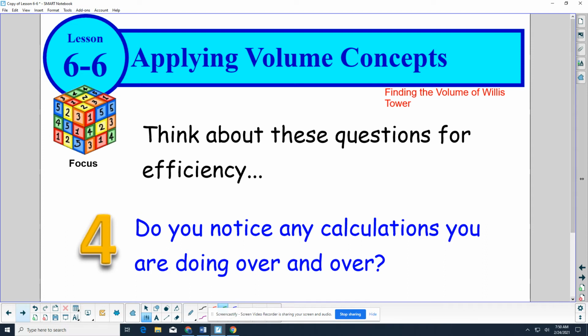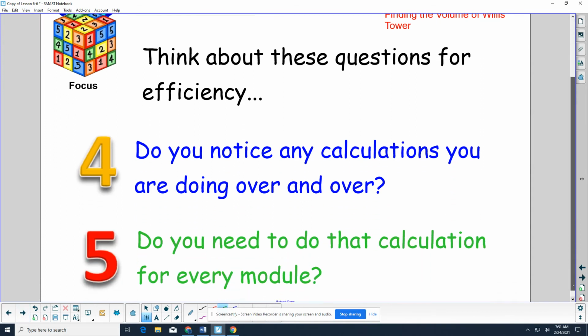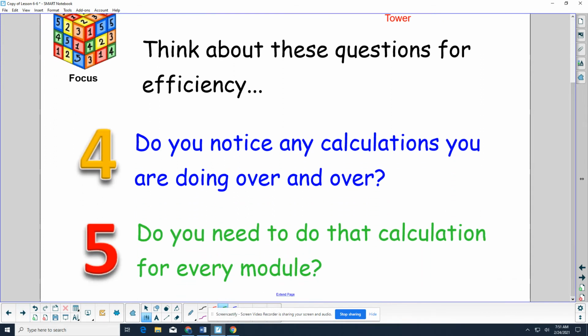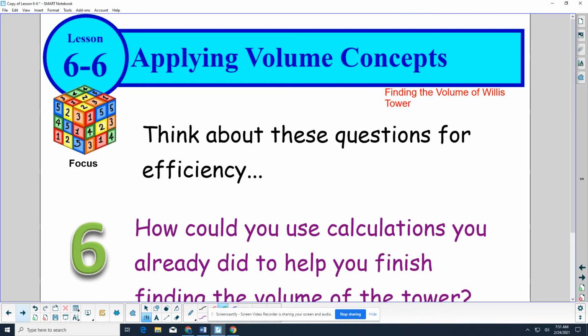Do you notice any calculations you're doing over and over? I think that's a really big thing, especially on the Evaluate problems with the irregular figures for volume. I think a lot of us struggle with those because sometimes we're doing the same thing over and over, or we're not keeping track of our work and what numbers we've used and marking them off. Do you need to do that calculation for every module or every section? Okay, that's something else you need to think about. So you need to think about these questions for efficiency as well.